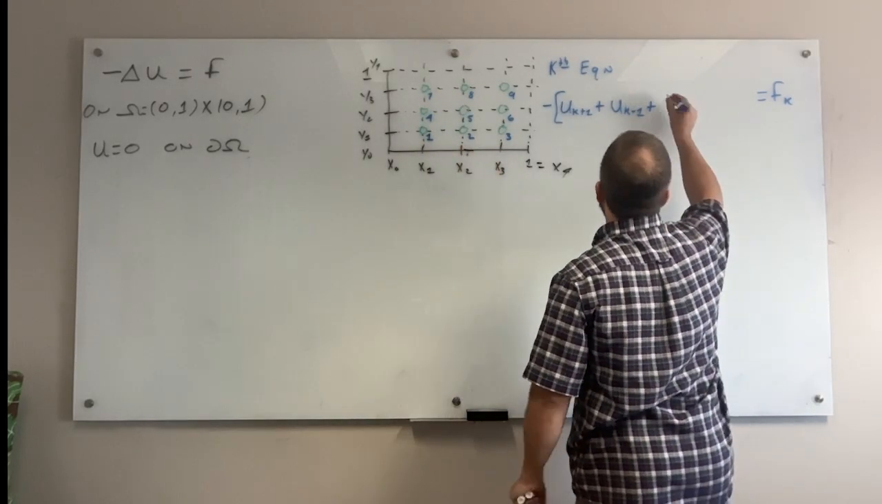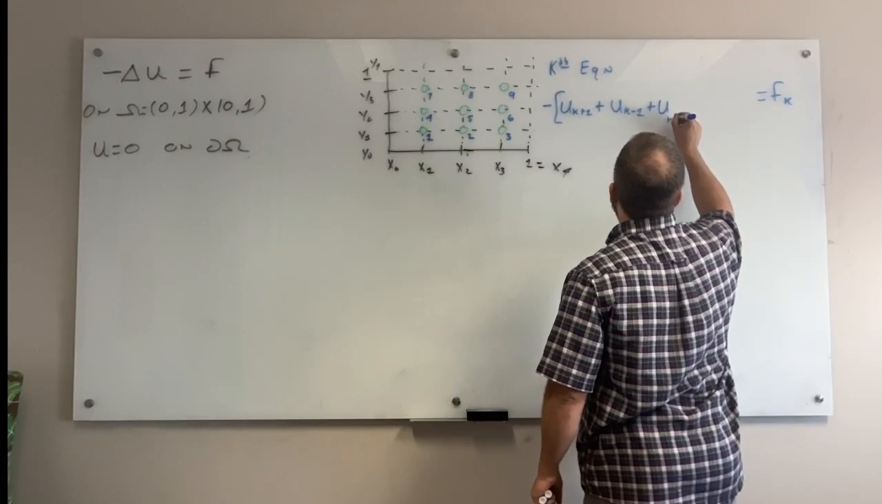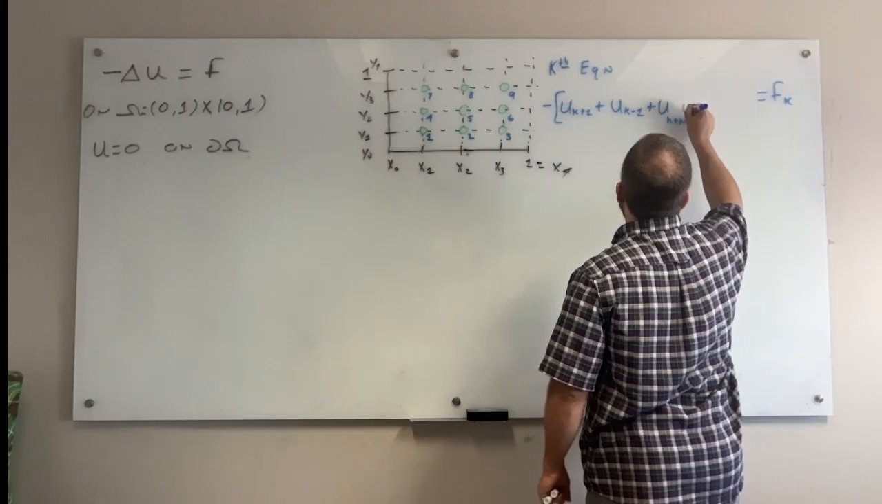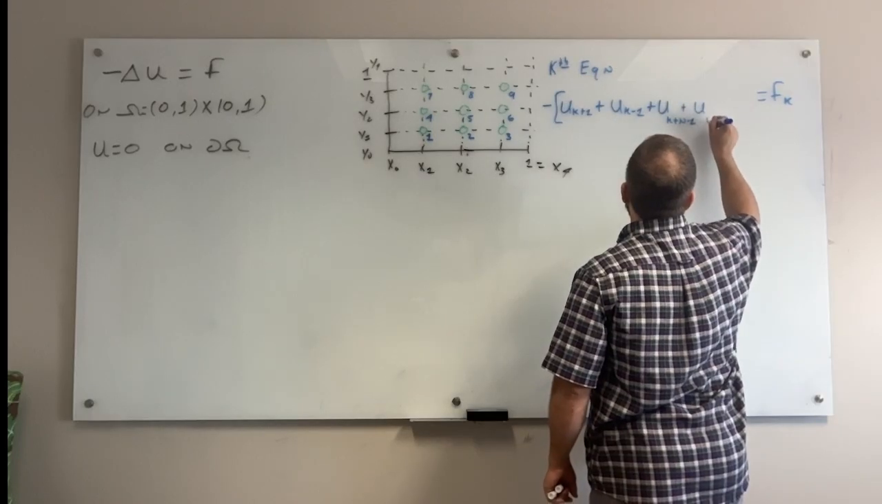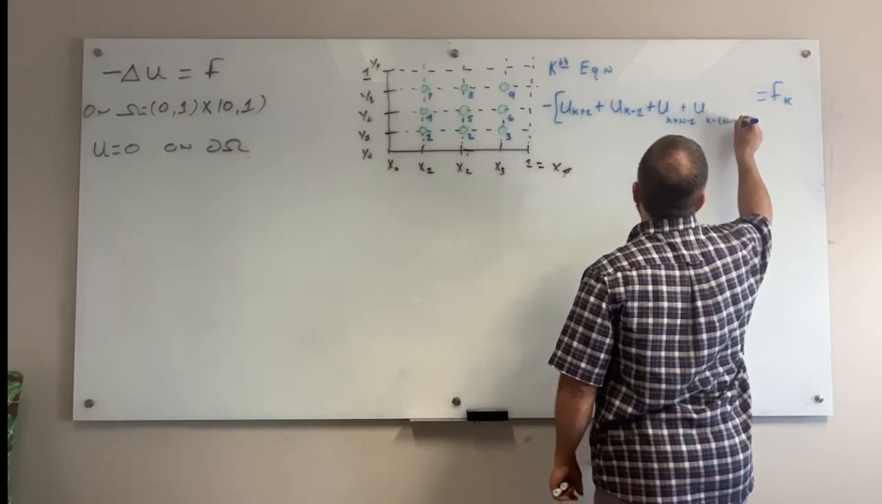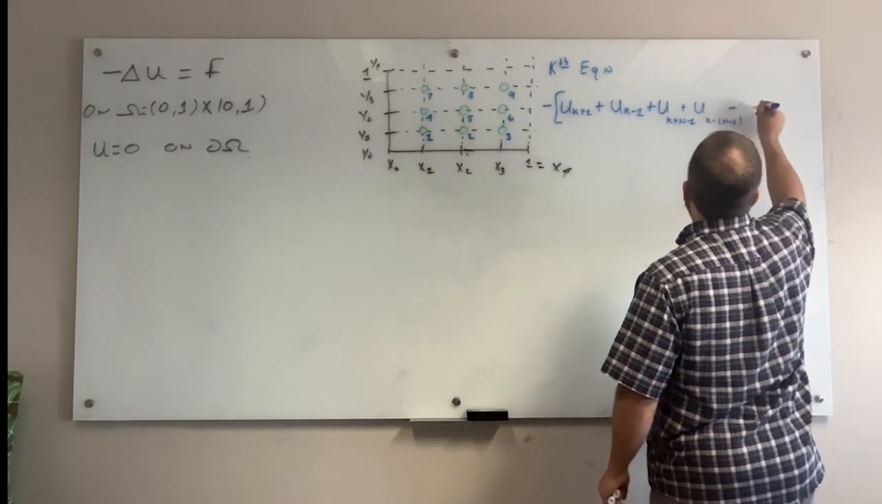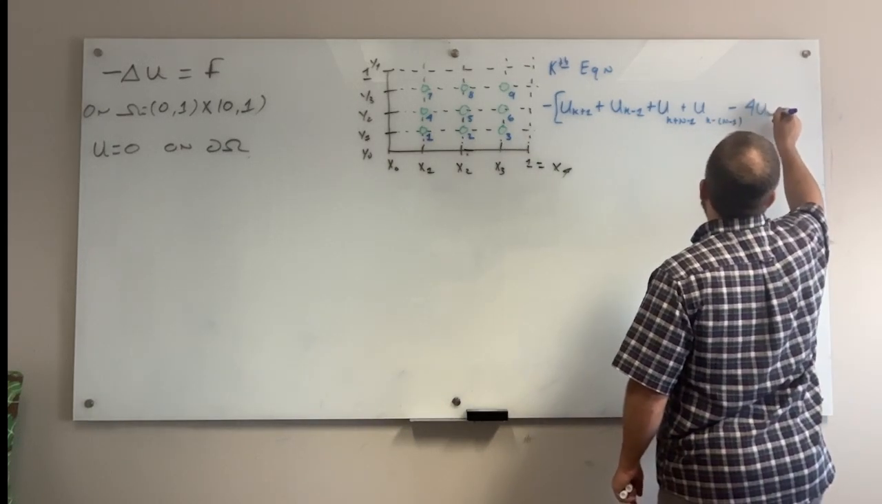So we're going to have u k plus n minus 1 plus u k minus n minus 1. That's going to give me this. And then minus 4 uk.